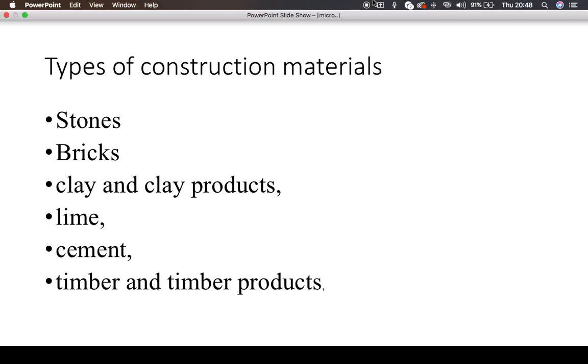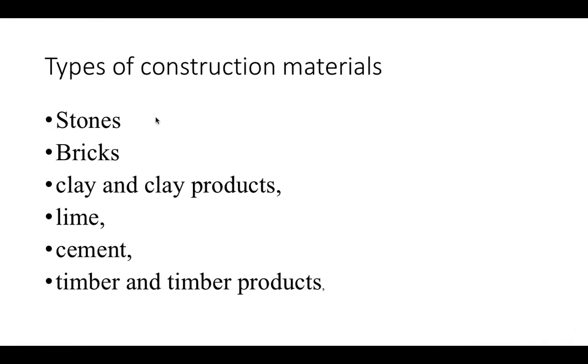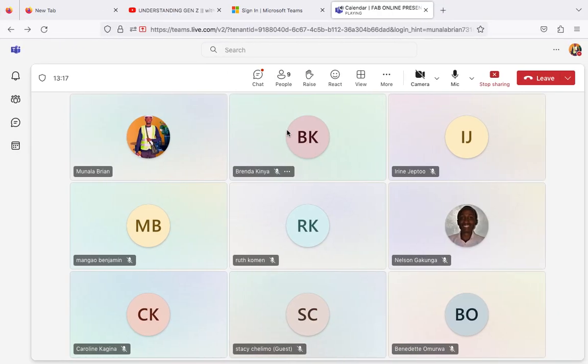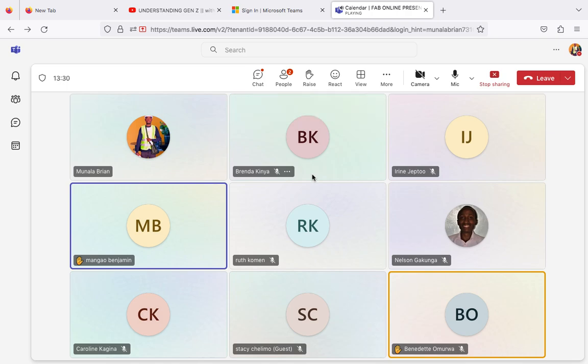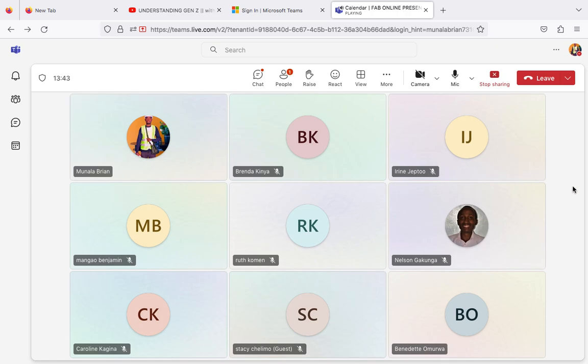So maybe you can give me examples of clay and clay products. You raise up your hand. Yes, Benja? Yes. Ben, I saw your hand was up. Any addition? Okay, Stacy? Okay, Stacy, check on your surrounding or environment. We couldn't get your point very well, or maybe the next time you can just type on the chat.